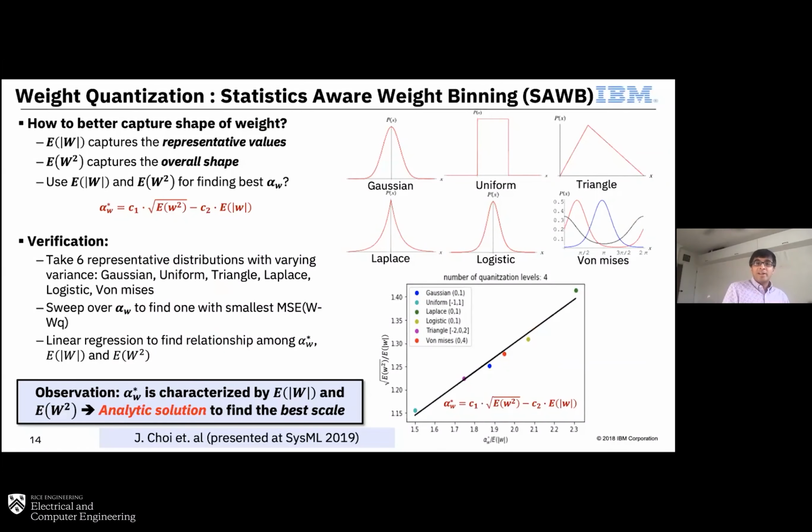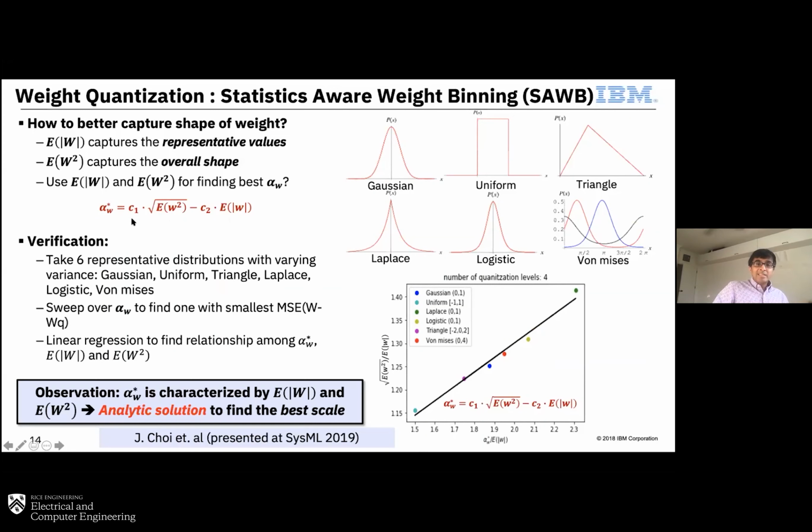Similarly, from a weight quantization perspective, we investigated multiple techniques. One of them that we published is called Statistics-aware Weight Binning. The key idea here was, instead of just using the expected value of the weight, we used the first and the second order moment to be able to directly predict or calculate the scaling factor.